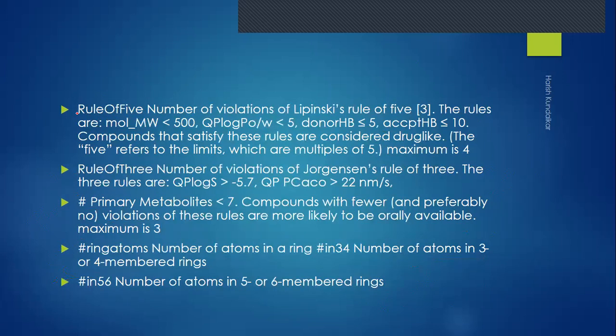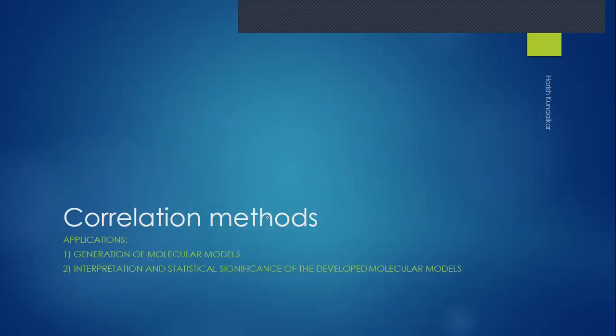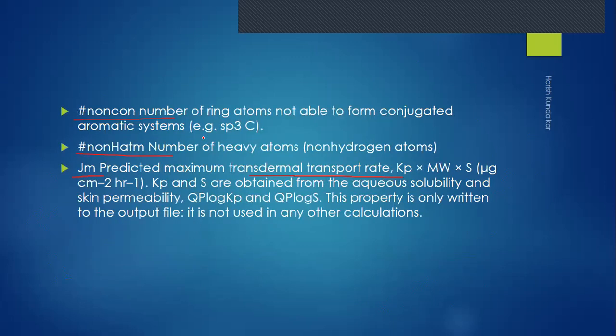Lipinski's rule of 5, we already know, so we will not get into the details again. Rule of 3 is another important one. This is called Jorgensen's rule of 3. Then we have number of primary metabolites, number of ring atoms, and number of in-56, that is number of 5 or 6 membered rings. We have values for all of these. Non-conformer, non-H atoms. GM is the transdermal transport rate. So these are all the different physicochemical properties that are available.